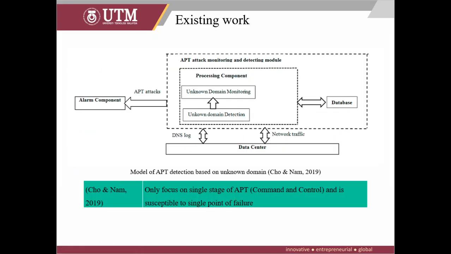So now we go into existing work. What are the detection methods that other researchers have done? So this is a model, the APT detection model based on unknown domains. Basically, what this model does is scan through the network and find unknown domains, or domains that the traffic has never visited before. So you can see that they check the DNS log, the network traffic, and the unknown domain monitoring.